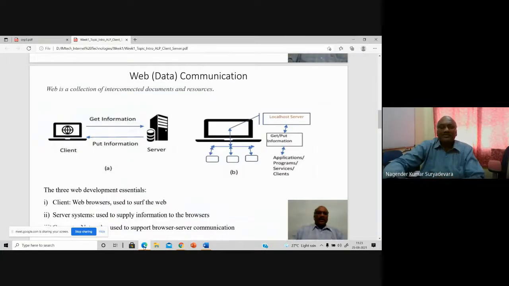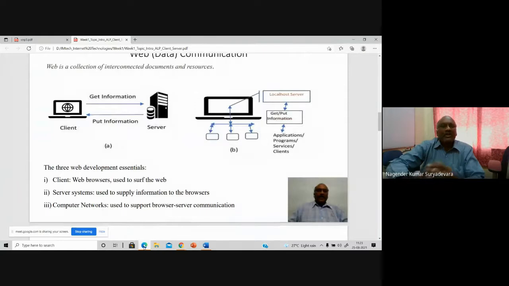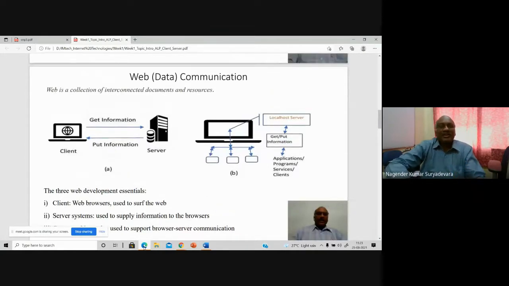Yes, please. I have already given the answer here. At least you can read that sentence over there. Web is a collection of interconnected documents and resources. So a web is a collection. It is a repository. A repository of interconnected documents.